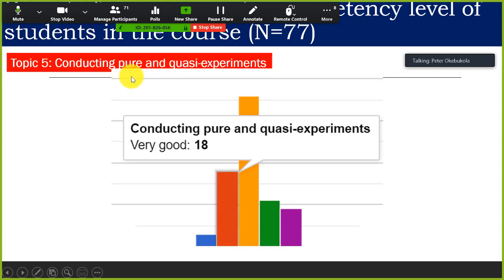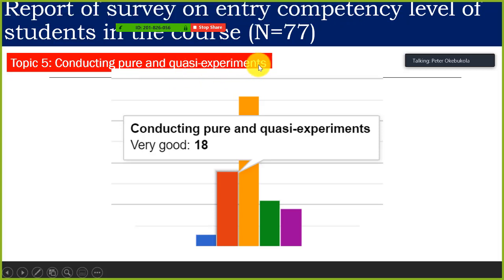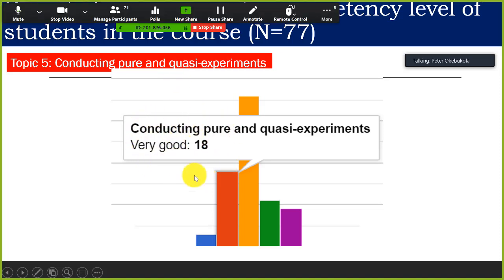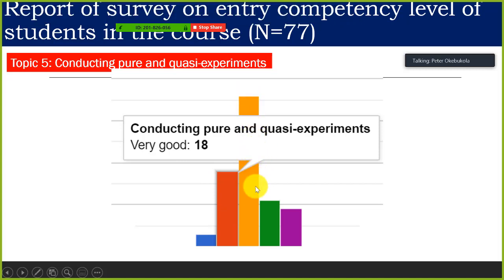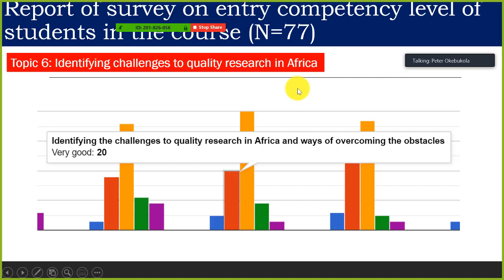What about conducting pure and quasi experiments? As I said, if you like, you can call it quasi experiments. Very good. This is fair. This orange bar is fair. So we can say it's fair to fine, more or less. So we can see that quite a number of you are able to conduct pure and quasi experiments. This is not unexpected because about 80% of us in the class are PhD students.